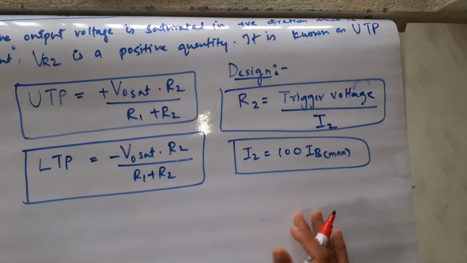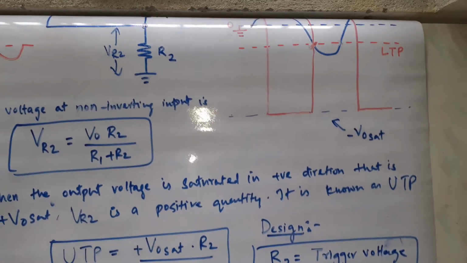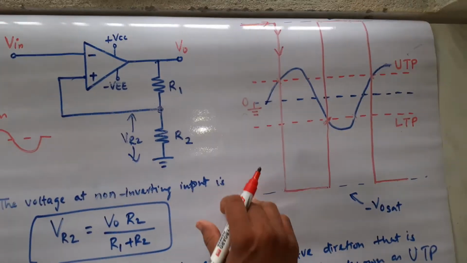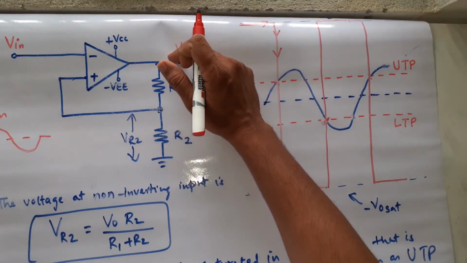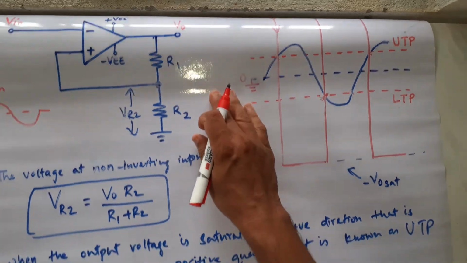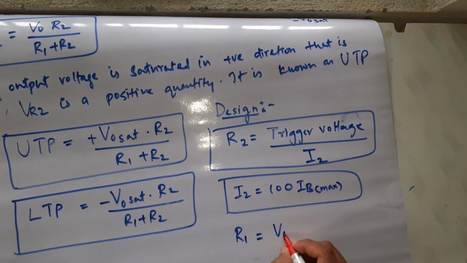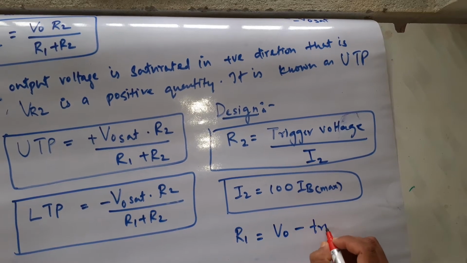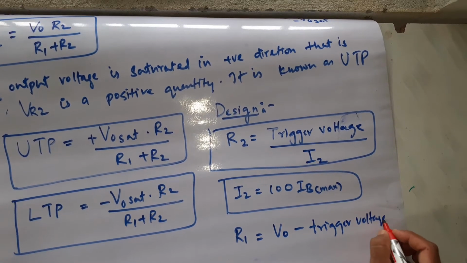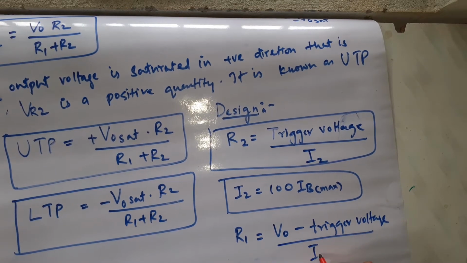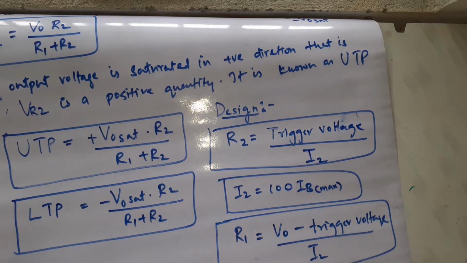How will you get R1? This voltage is this voltage minus this voltage, right? Your output voltage minus reference voltage. Output voltage minus trigger voltage divided by current, same current. Clear?